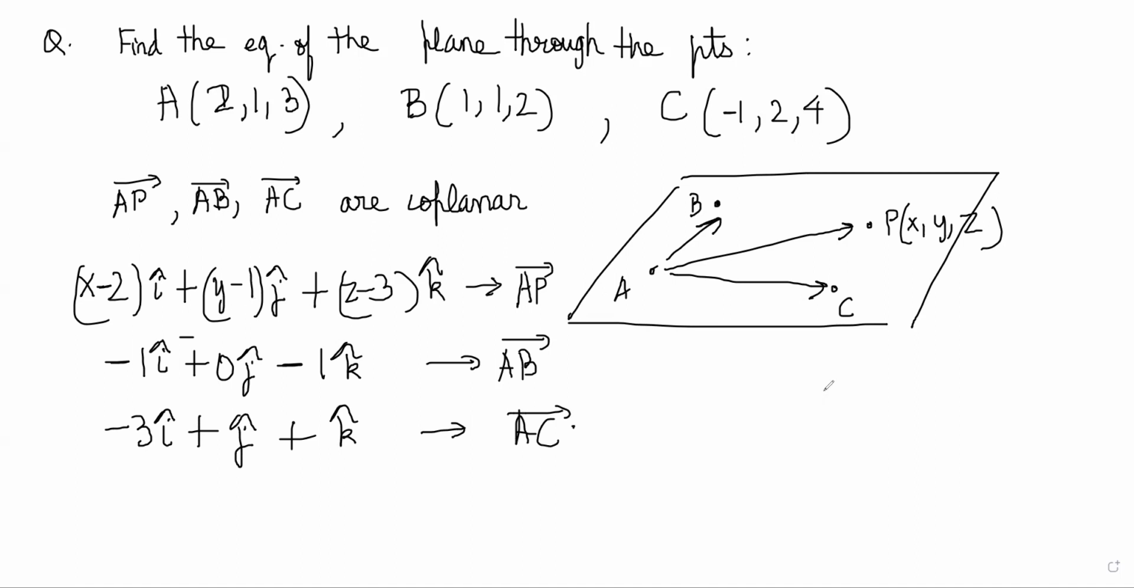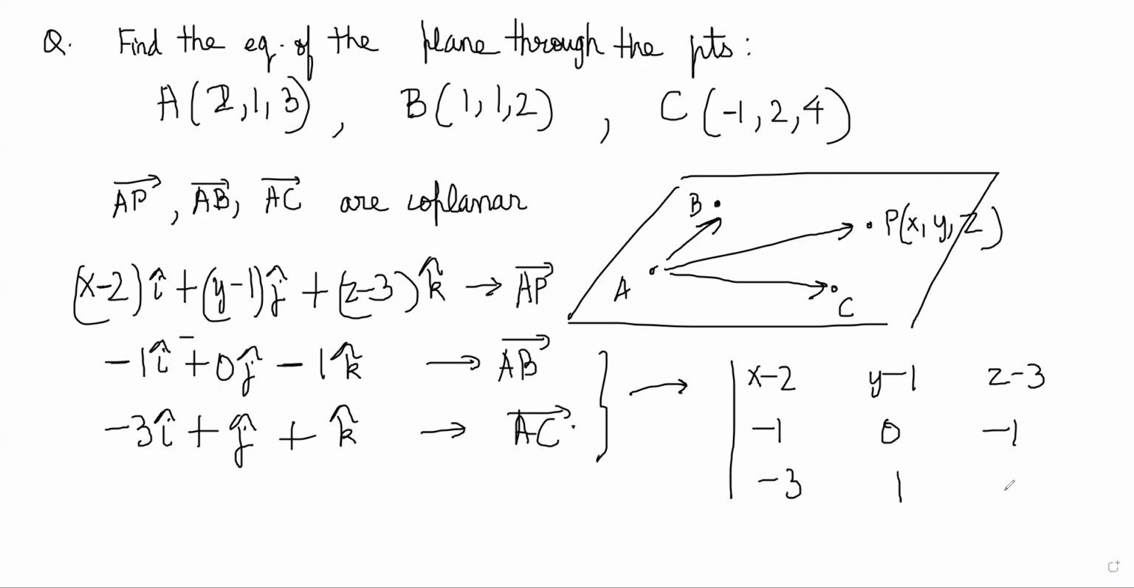So these three vectors are coplanar, which means the box product of these vectors will be 0. So the box product of these will be the simple determinant with rows (x − 2, y − 1, z − 3), (−1, 0, −1), (−3, 1, 1). This determinant should be 0 for it to be coplanar.